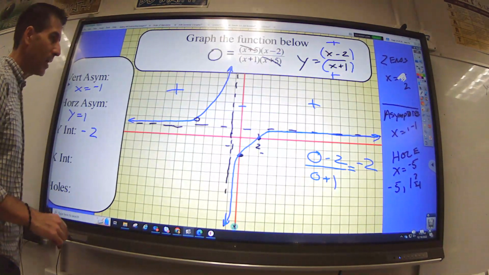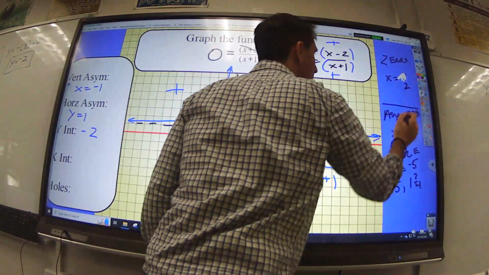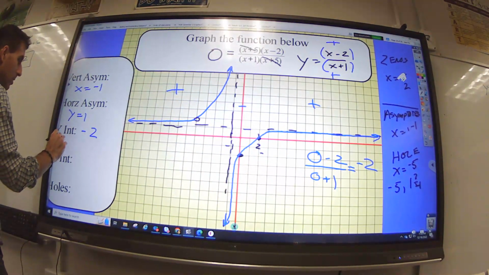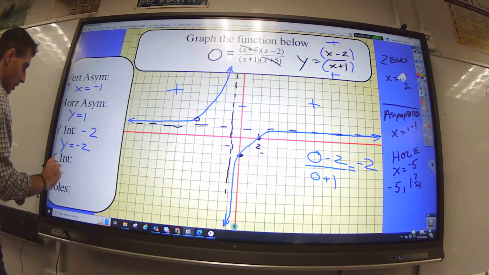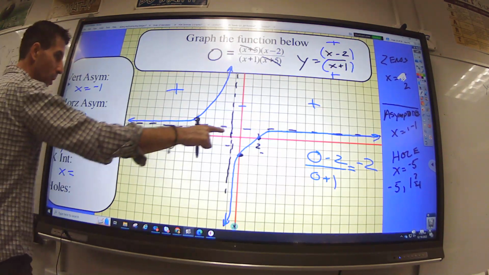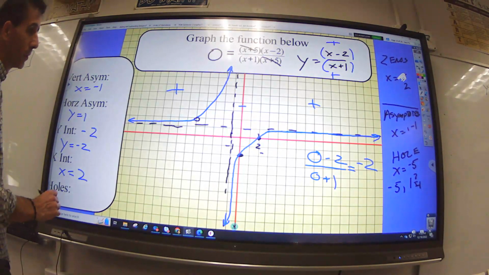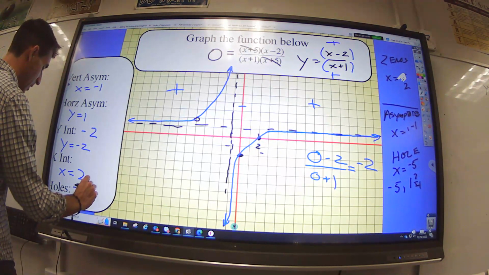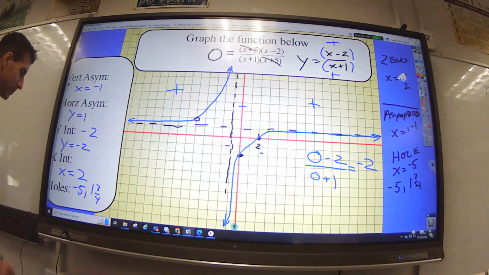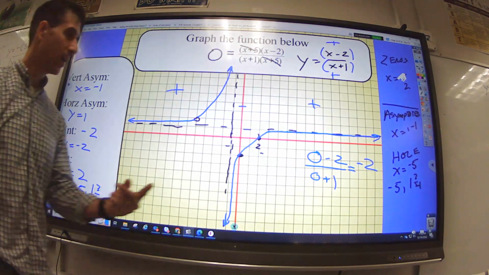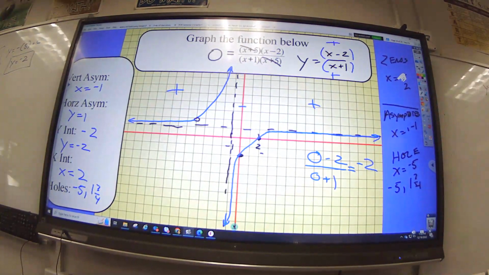Actually, let's write my y-intercept as y equals -2. What's my x-intercept? X equals what? +2. And what is my hole? -5 and 1 3/4, which we solved before. And there's all the information that you need for that graph.